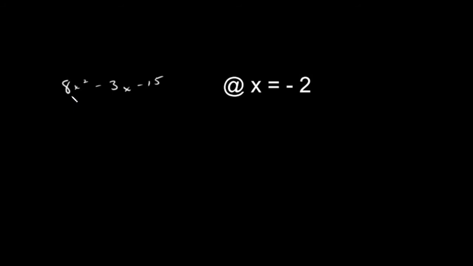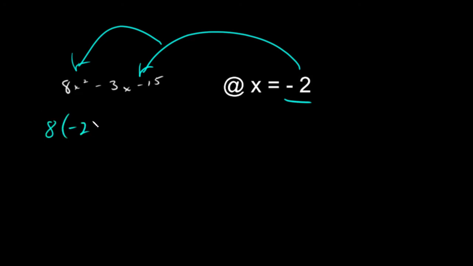Let's see. All right. So you've got negative 2. Plug that into x. Plug that into x. You've got 8 times negative 2 squared minus 3 times negative 2 minus 15. So once again, parentheses first. There's nothing to do in the parentheses because it's just negative 2.